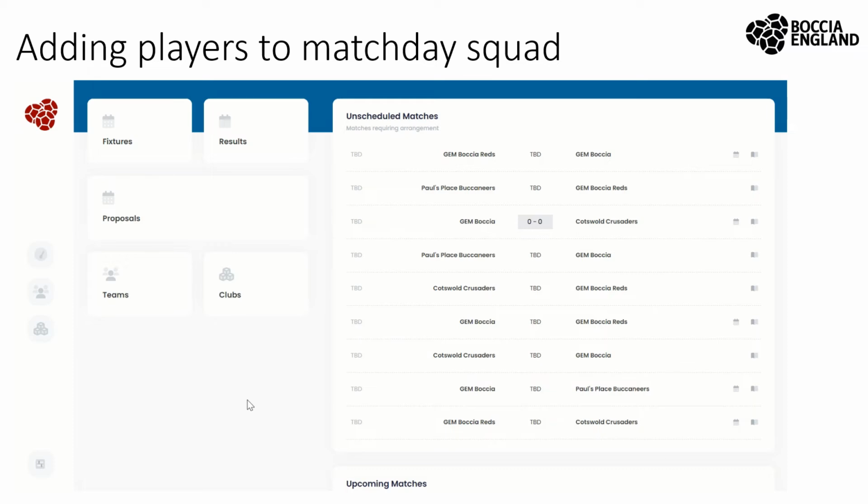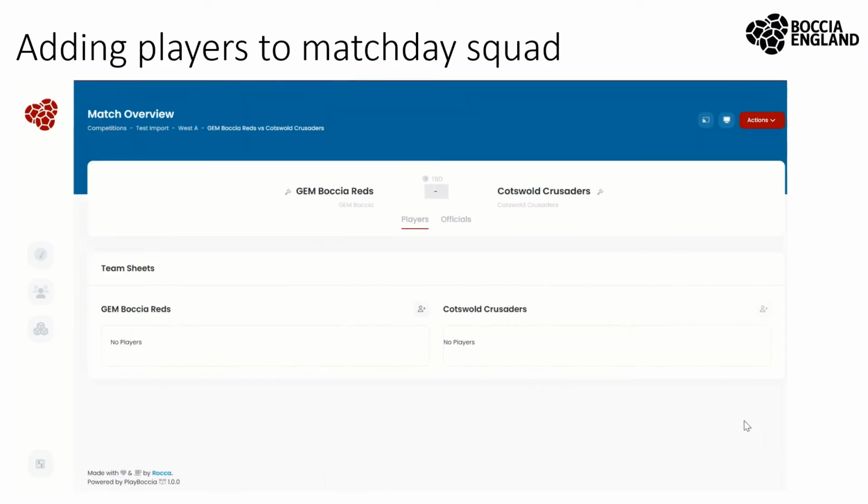So to add players to your team for a specific match, this can be done on the match overview page. To access this page, go back to your dashboard, find the fixtures you want to add the players to. So in this instance, I'm going for Boccia England and CompeteBoccia. If you click on the icon of the open book, it will take you to the match overview page. And then there'll be an icon here that says add players.